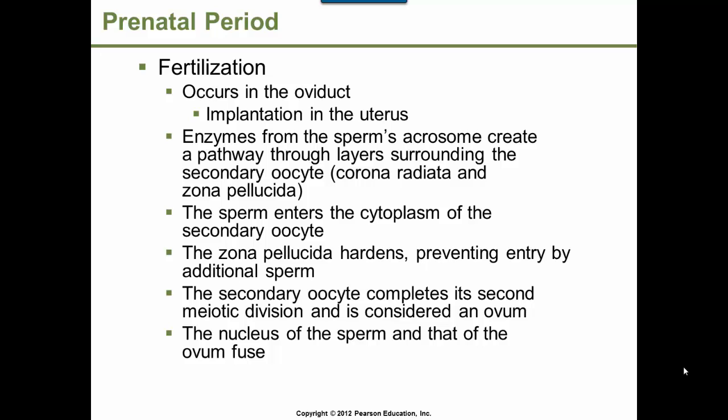The secondary oocyte, once the sperm enters, will complete its second meiotic division and is considered an ovum at that time. The nucleus of the egg or ovum and the nucleus of the sperm fuse to restore the diploid state of 23 chromosomes from the egg plus the 23 chromosomes from the sperm.